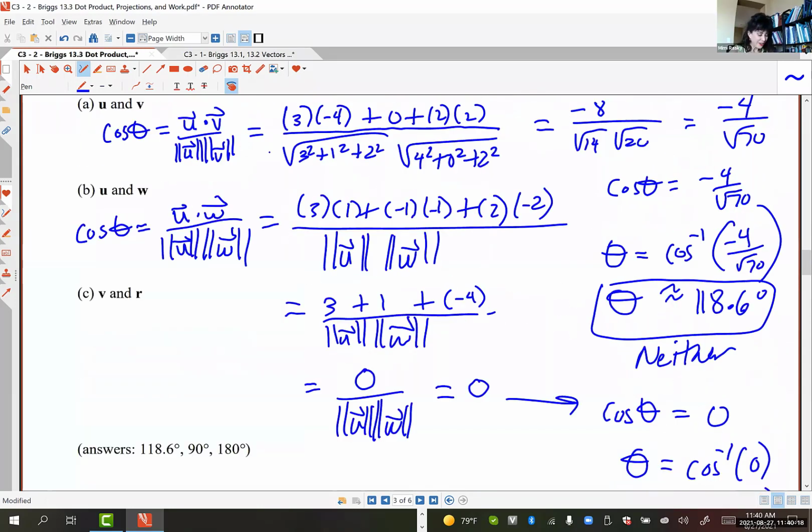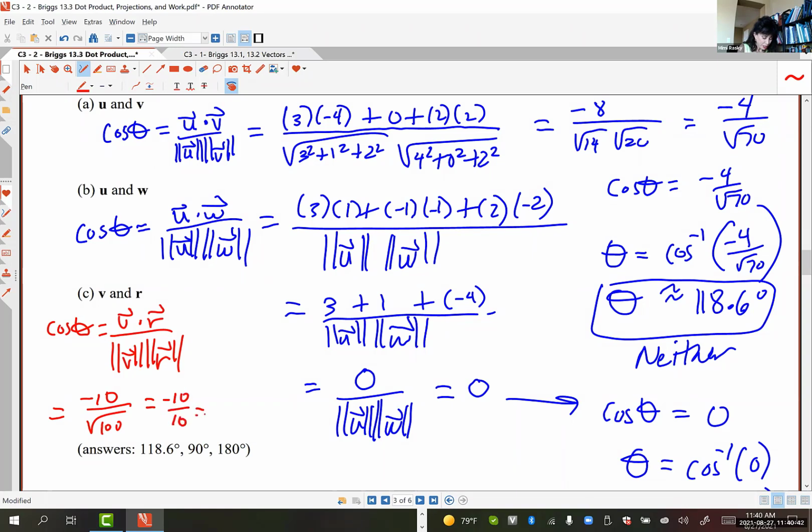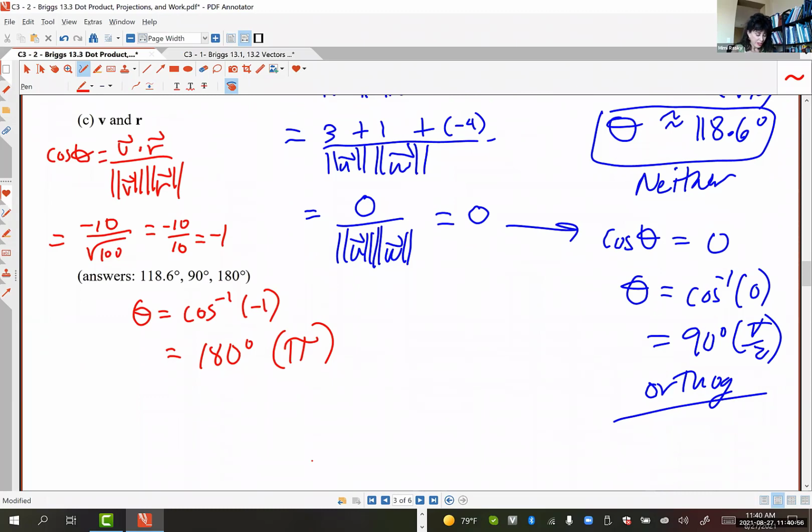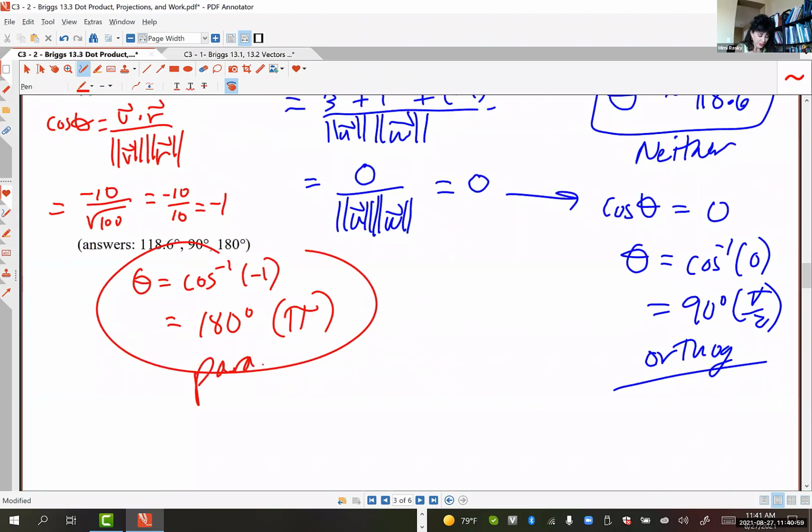And finally, v and r, I'm just going to run through this fast. Cosine of the angle between them would be the dot product divided by the product of the magnitudes. And I'm going to do this really fast, I get -10 over square root of 100 after I do some simplifying. That's -10 over 10, which reduces to -1. Nice. So theta is equal to cos inverse of -1, which is 180 degrees or pi radians. And when this occurs, those vectors are parallel.